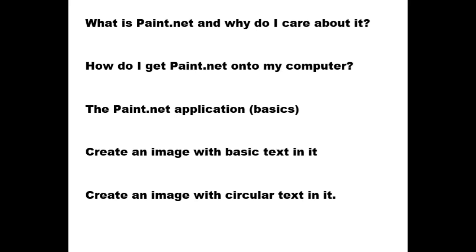Then we'll run Paint.net and I'll show you the very basic application, how to use it and what the parts are. I'm not going to explain everything in Paint.net. That would take way too long. You get to learn how to use all the rest of it on your own. But then after I've shown you the basics, I'm going to show you how to create an image with Paint.net that has basic text in it, text that's horizontal, regular square format like the text you see on the screen right now. And then finally I'll show you how to create an image with circular text in it.